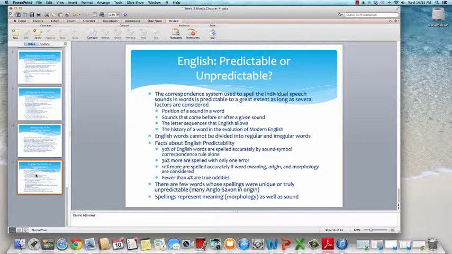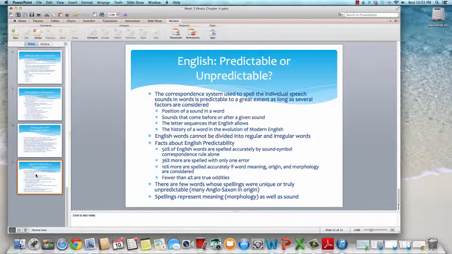English words cannot be divided into regular and irregular words. If you have a system that's only teaching those two methods, regular and irregular, then it's an insufficient system because it's much more complex than that. So what do we know about the predictability of the English spelling system? Again, this was another aha moment for me, because I always thought English spelling makes no sense whatsoever. You just have to memorize it and learn it based on the frequency of exposure.